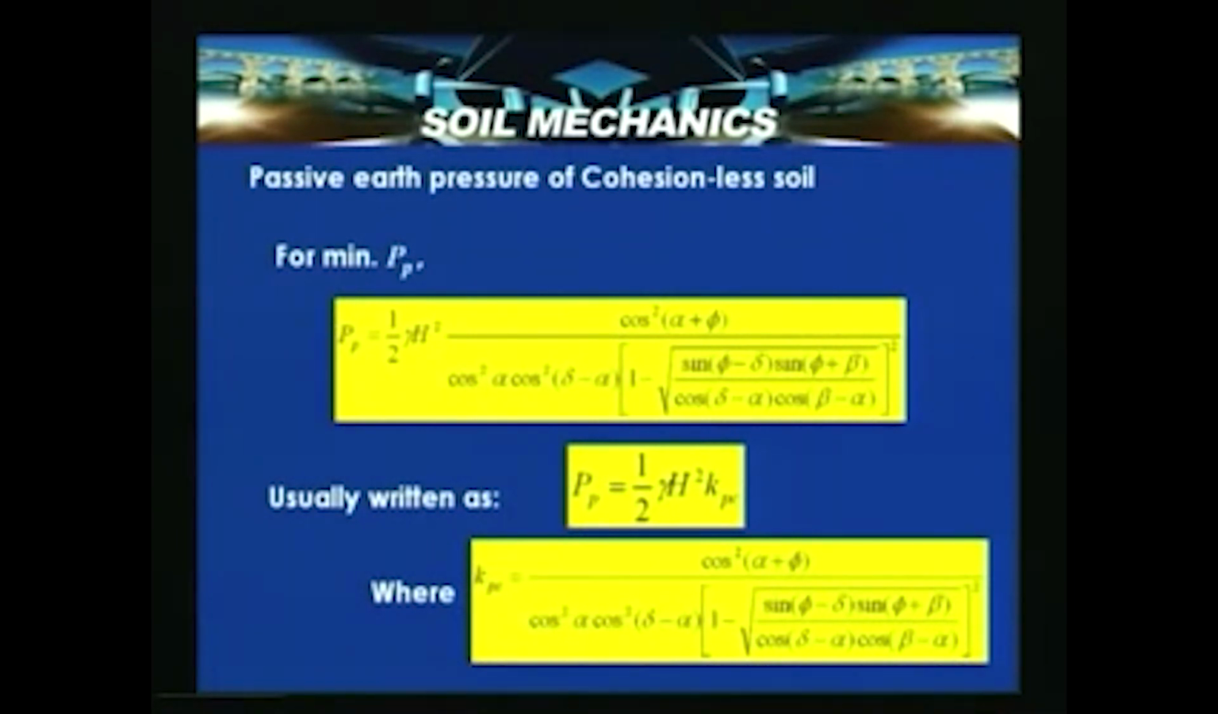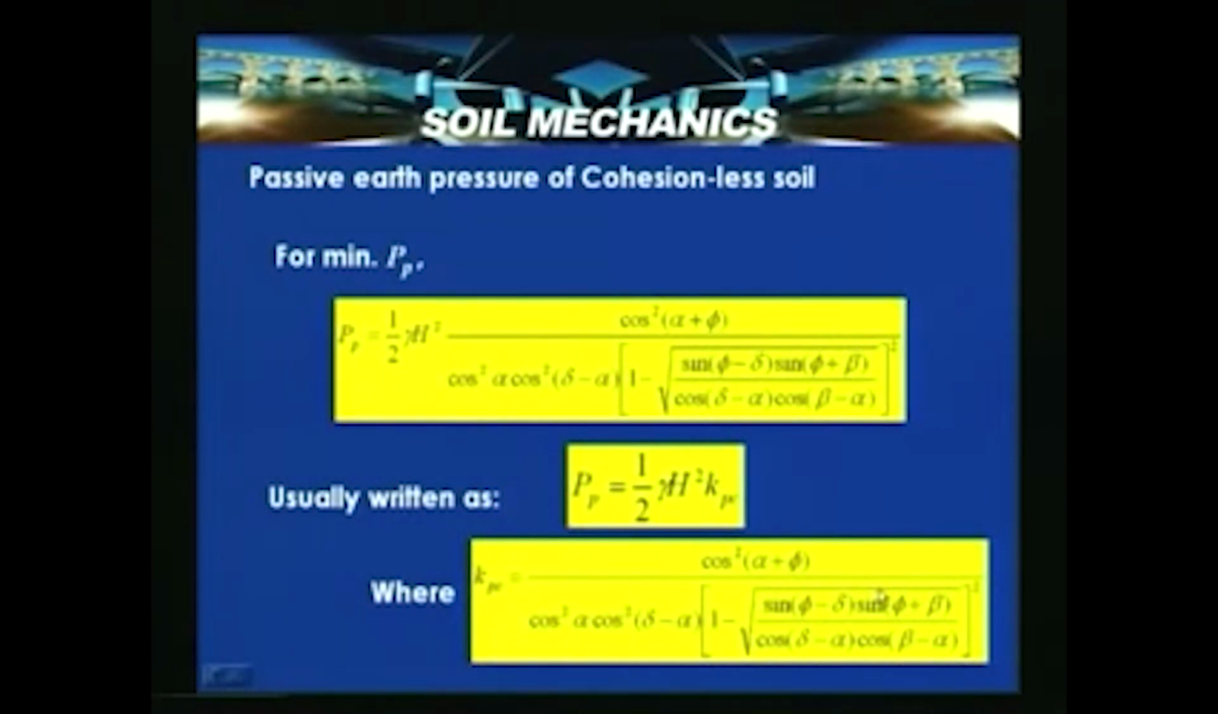This can be calculated as Pp is equal to half gamma h square into this entire expression, and this is referred to as Kpc, that is Coulomb's coefficient of passive earth pressure. So, Pp, the passive earth pressure thrust, is equal to half Kpc gamma h square, where Kpc is indicated here. In the similar way, we can calculate active and passive earth pressure coefficients for the Coulomb's case.